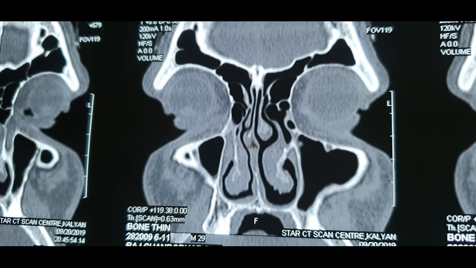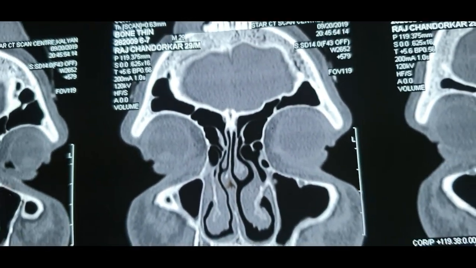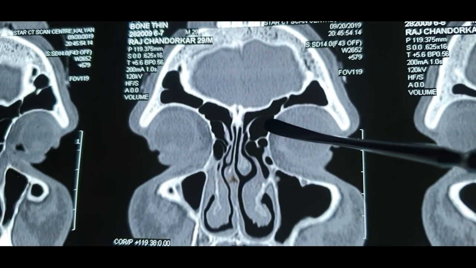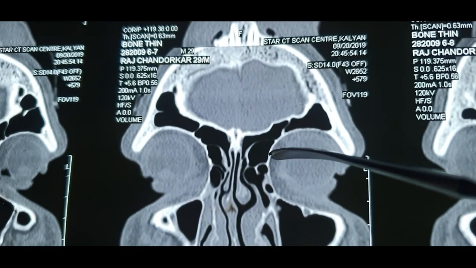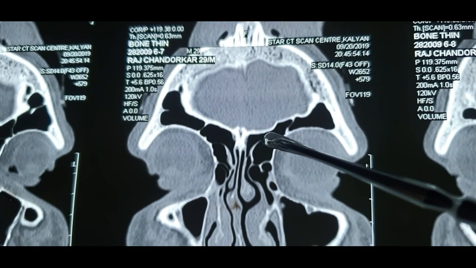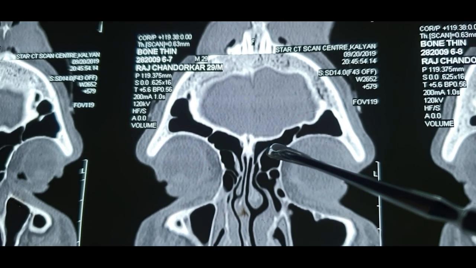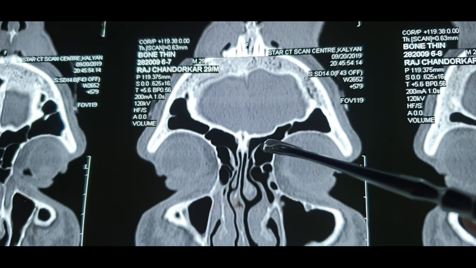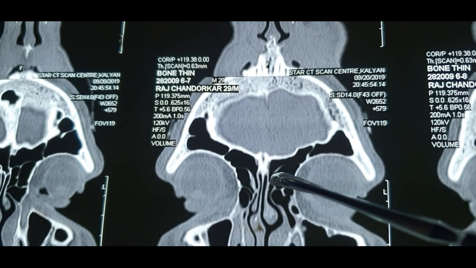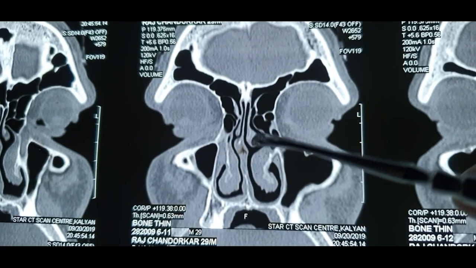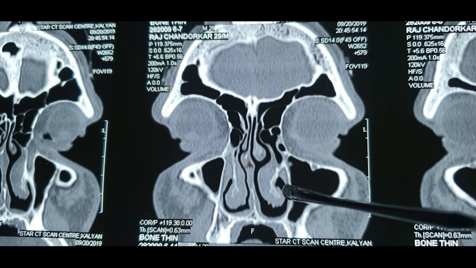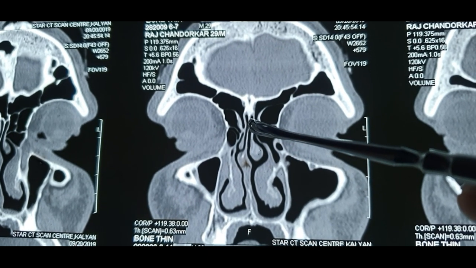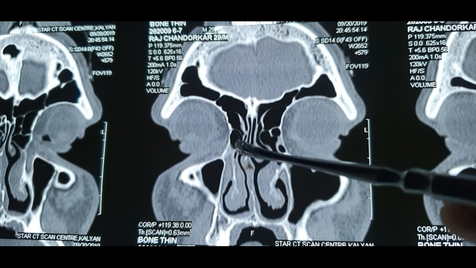The variable portion of the uncinate process is nothing but the vertical portion. The horizontal portion is fixed. So this is the vertical portion attached to the lamina papyracea. This is a common variant. Now when the uncinate process is attached to the lamina papyracea, the frontal sinus, through the frontal recess, drains medially into the middle meatus. Now this is the middle meatus region. This was the inferior meatus, this is the middle meatus, like this. This is a septum in the midline, and this is the right side, this is the left side.